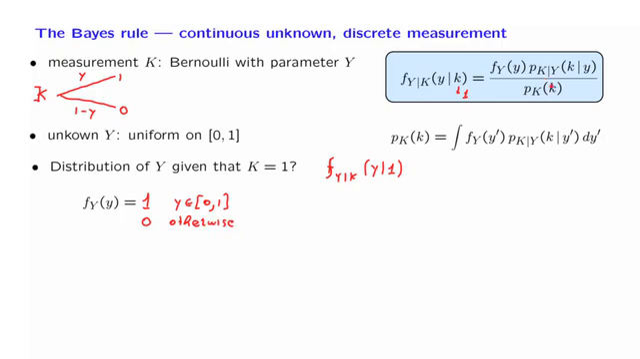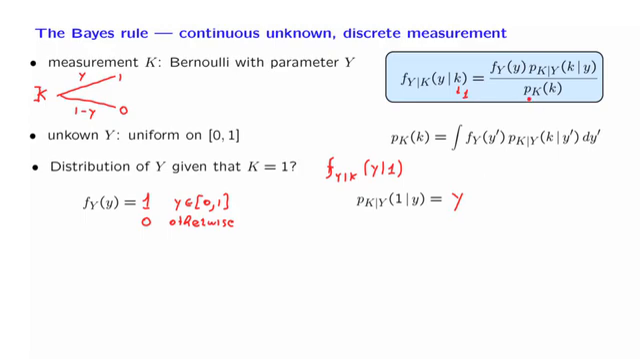The next piece that we need is the distribution of k given the value of y. Well, given y, k takes a value of 1 with probability equal to y. So the probability of 1, if we're told the value of y, is just y itself. y is the bias of the coin that we're dealing with.